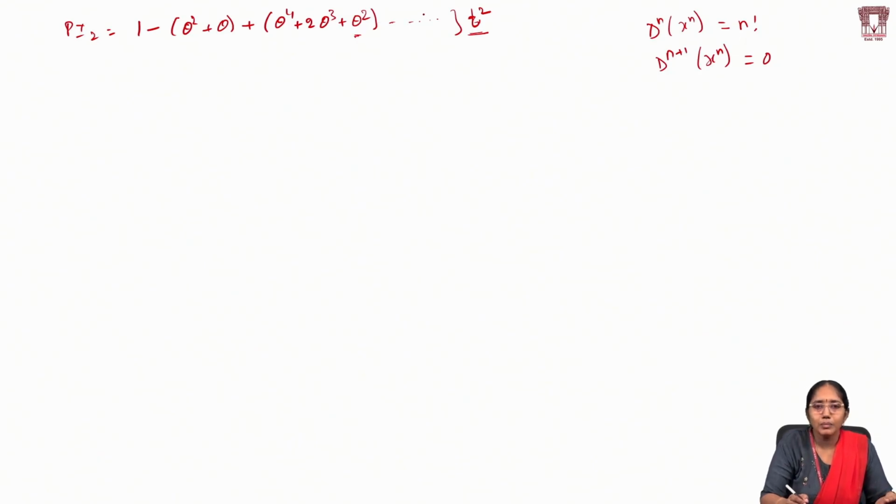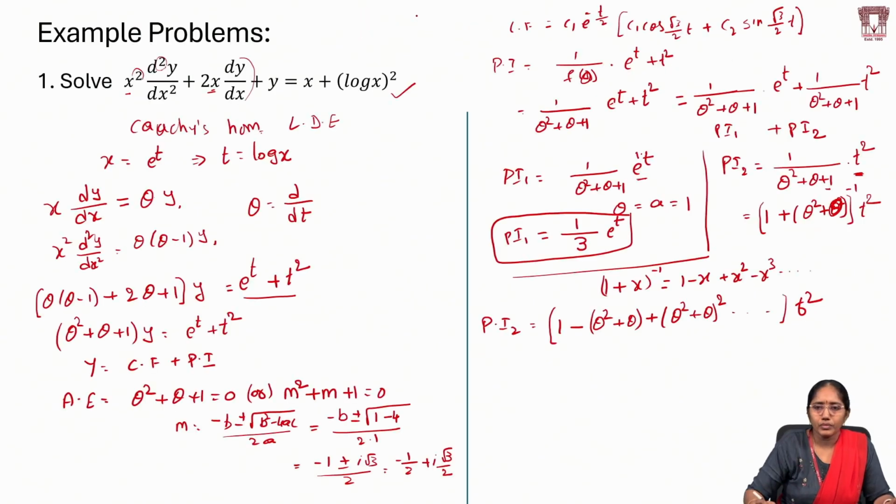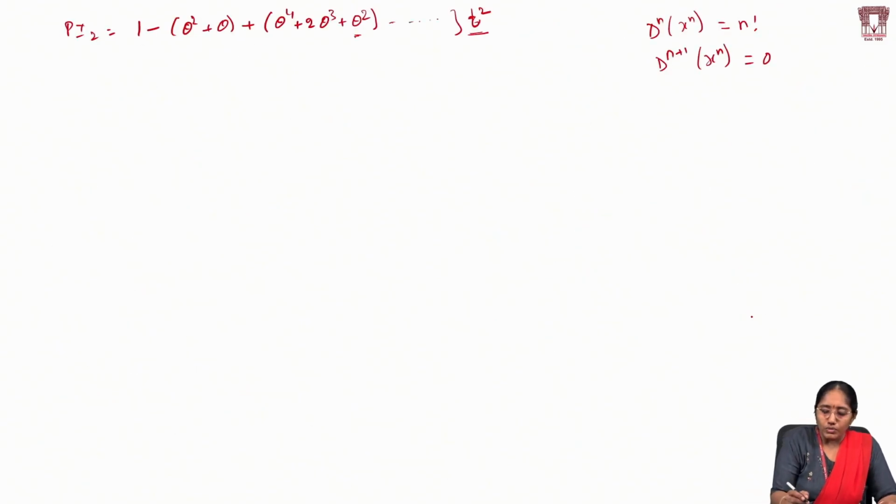In the next term, we are getting theta square plus theta whole cube. All the terms are higher than the third order. So the third derivative of t cube itself is 0 and all the other higher orders. So we consider only up to the second derivative. Now multiply each and every term with t square.